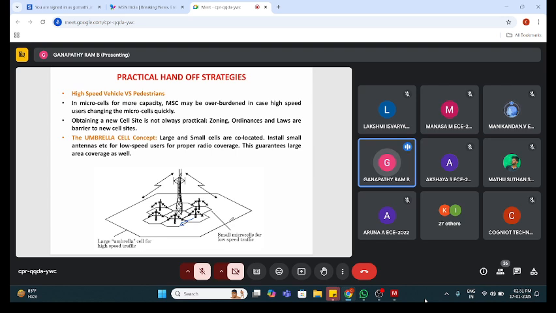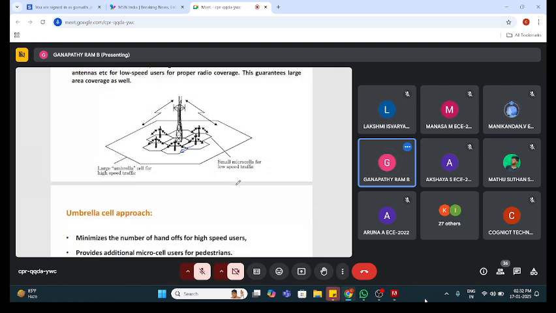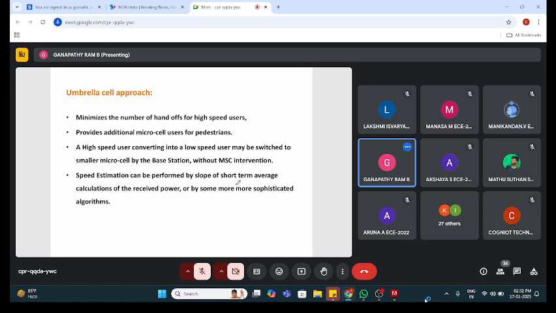Whereas for fast moving vehicles, the umbrella cell will be used to provide the service, so that the base station's large power transmitters provide service to the high-speed vehicles, whereas the low power transmitters in the microcellular regions provide service to the pedestrians, in order to have a trade-off between the handoffs of the pedestrians and the high-speed vehicles. That is the umbrella cell approach.